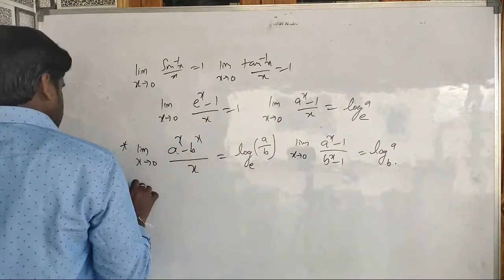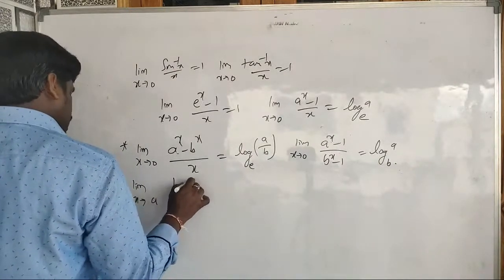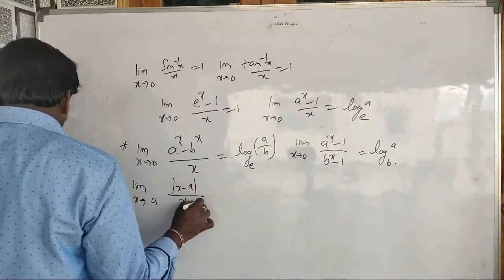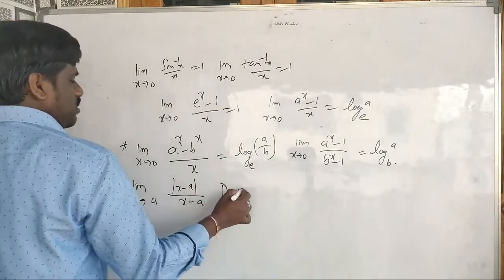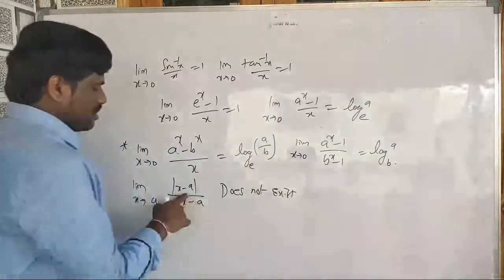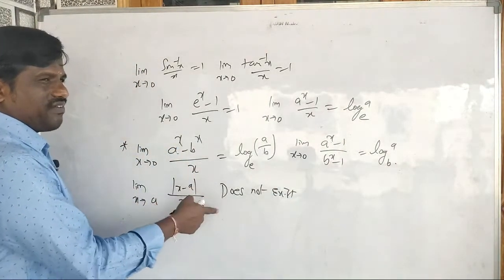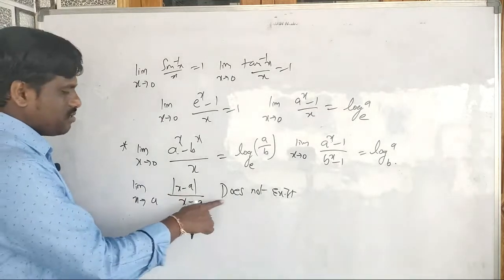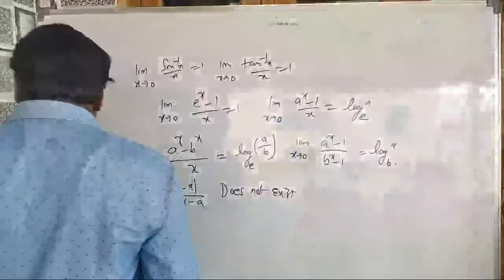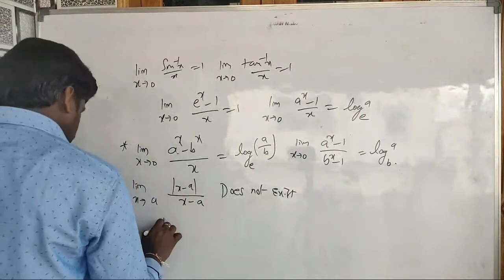So now the next one is limit x tending to a, mod x minus a by x minus a. This does not exist. This is an important one, you remember that. This does not exist because when the limit has a modulus, the left hand and right hand limits are not equal, so it is DNE. Remember this. Okay. So these are the main formulas.